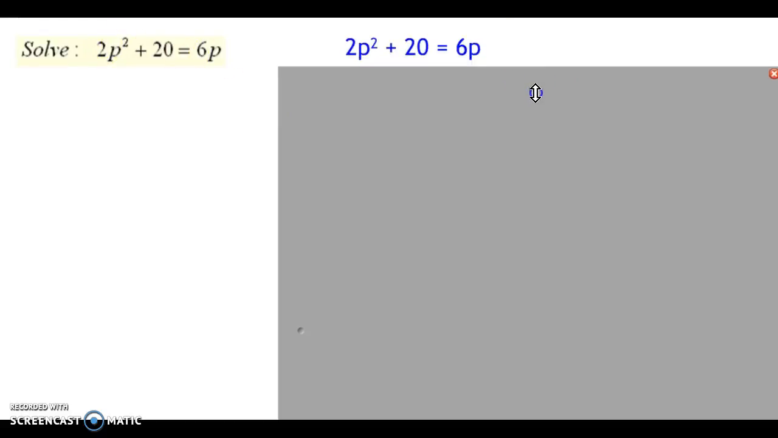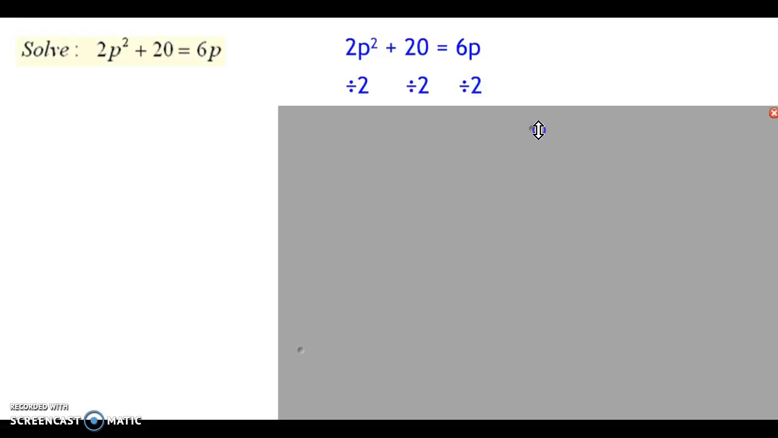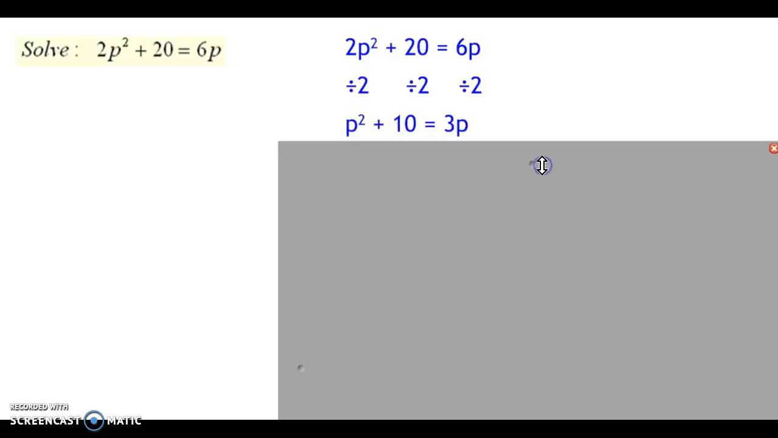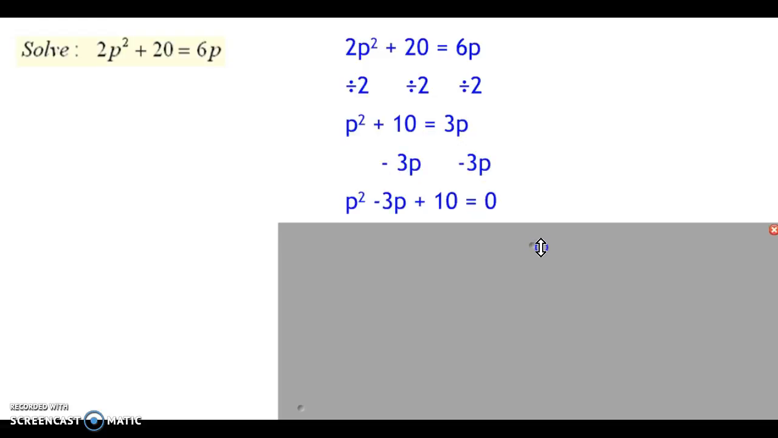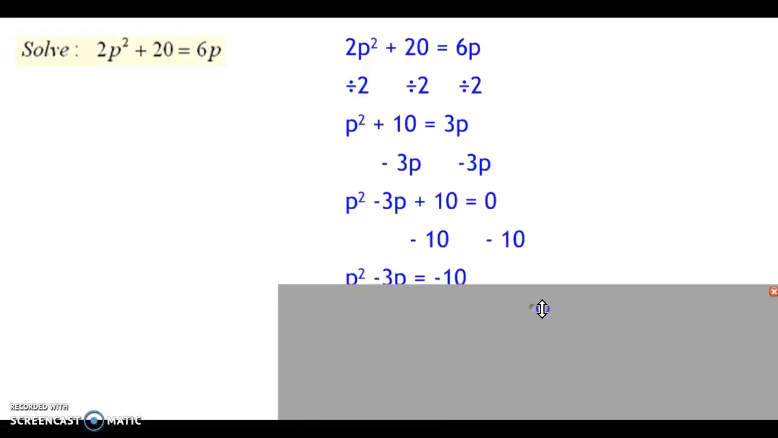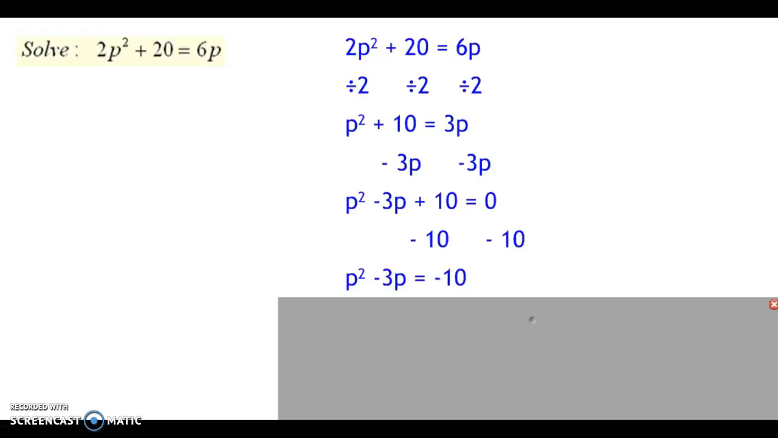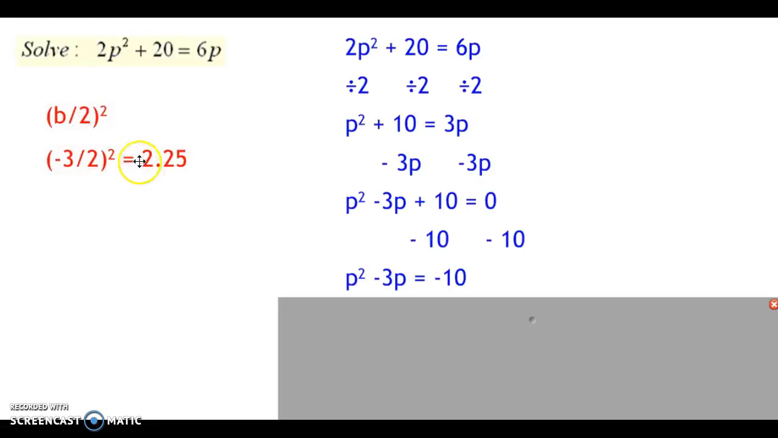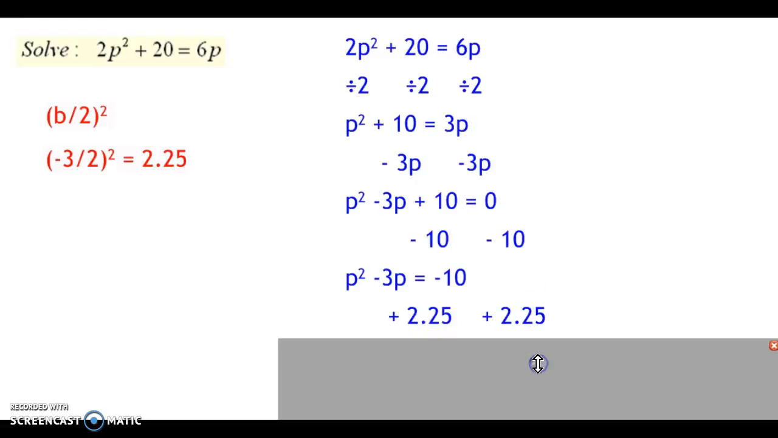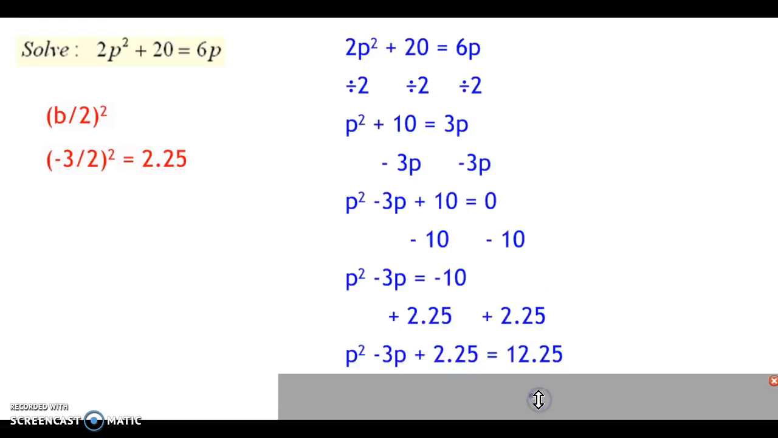So 2p squared plus 20 is equal to 6p. Let's divide every single term by 2, and we get p squared plus 10 equals 3p. I subtract 3p from both sides to get it to equal 0. Then I'm going to follow my steps. My first step was to remove the c term, and then I'm going to do my b divided by 2 squared step. So in this case, my b term is negative 3, so my b divided by 2 looks like this. A little bit different from the previous problems because it gives you a decimal, but that's okay. I'm going to take that exact decimal, add it to both sides, and now I have my trinomial.